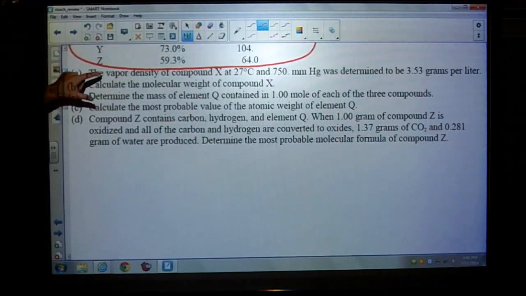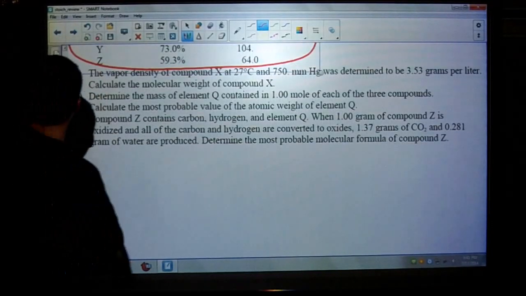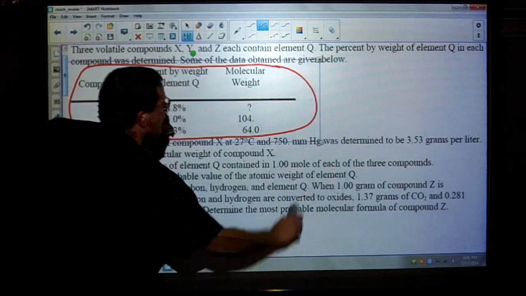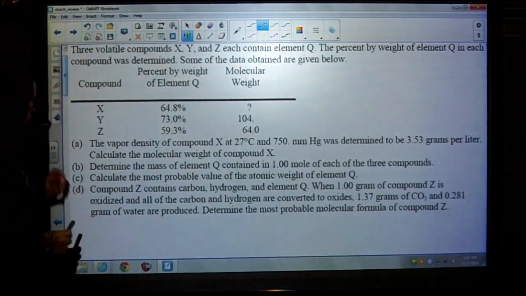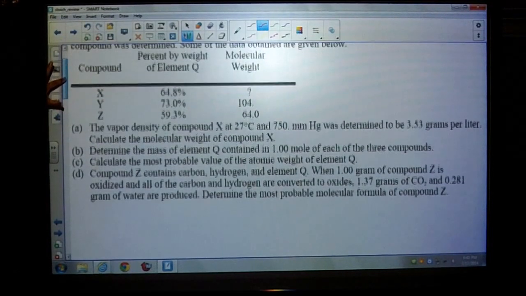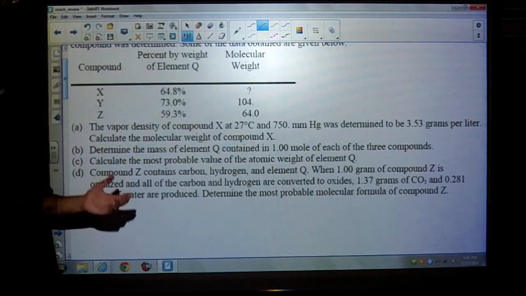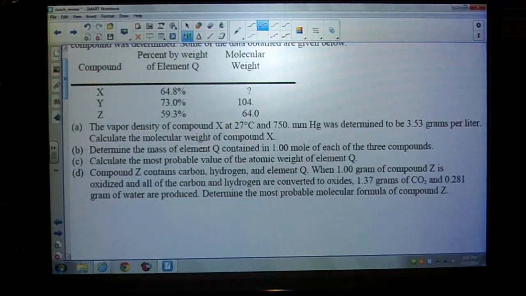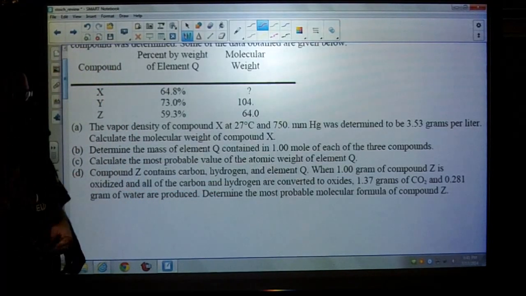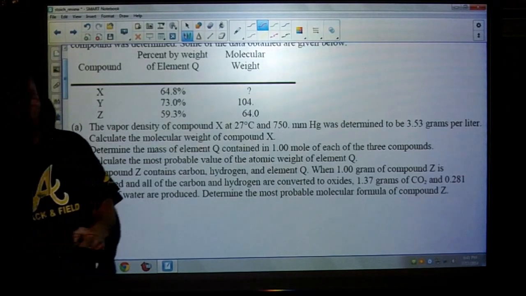Let me erase that. We don't need that in there. All right, so A says the vapor density of compound X at 27 degrees, 750 millimeters of mercury was determined to be 3.53 grams per liter. Calculate the molecular weight of compound X.